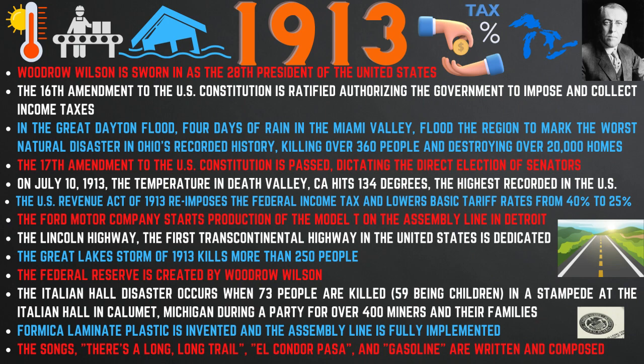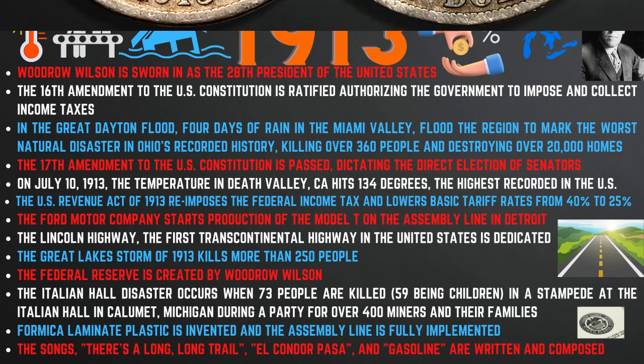being children, in a stampede at the Italian Hall in Calumet, Michigan, during a party for over 400 miners and their families. Formica laminate plastic is invented and the assembly line is fully implemented. And the songs "There's a Long, Long Trail," "El Condor Pasa," and "Gasoline" are written and composed.